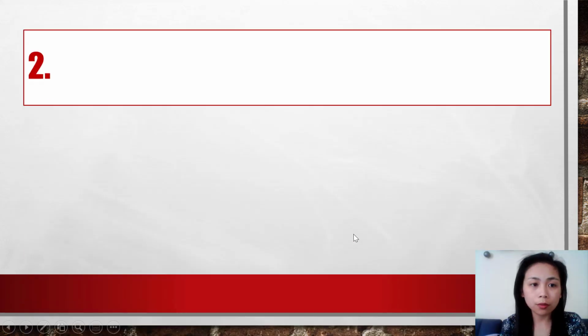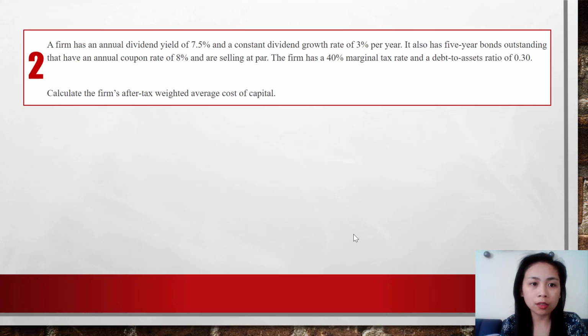Now problem number 2. A firm has an annual dividend yield of 7.5% and a constant dividend growth rate of 3% per year. It also has 5 years bonds outstanding that have an annual coupon rate of 8% and are selling at par. The firm has a 40% marginal tax rate and a debt to assets ratio of 0.3. Calculate the firm's after-tax weighted average cost of capital.